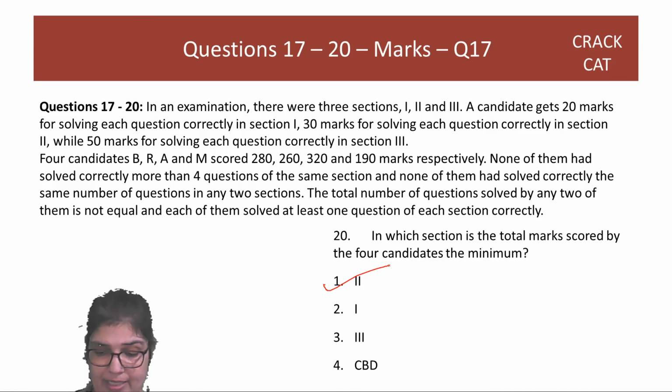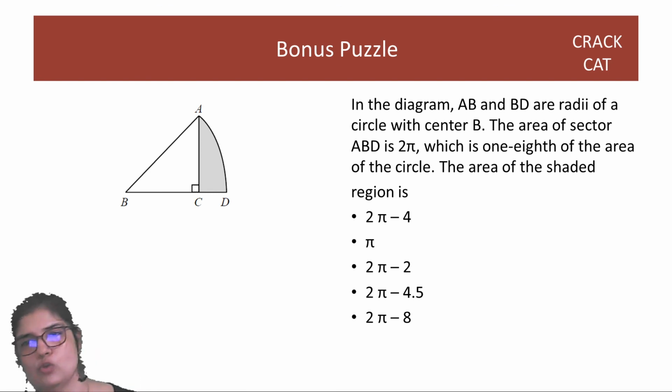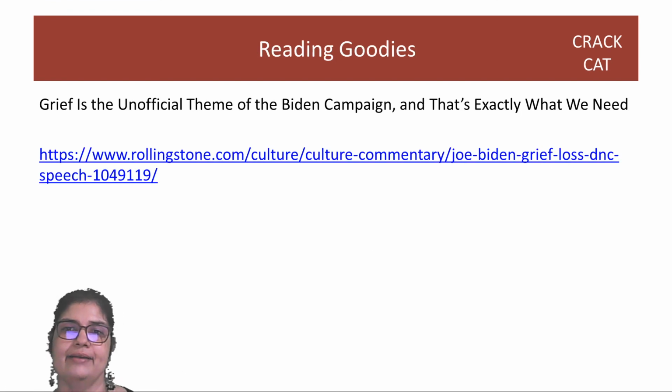Right? Great. Your puzzle for the next session is this. In the diagram, AB and BD are radii of a circle with center B. Area of sector ABD is 2 pi, which is 1/8. Find the area of the shaded region, right? And this is your reading theme.